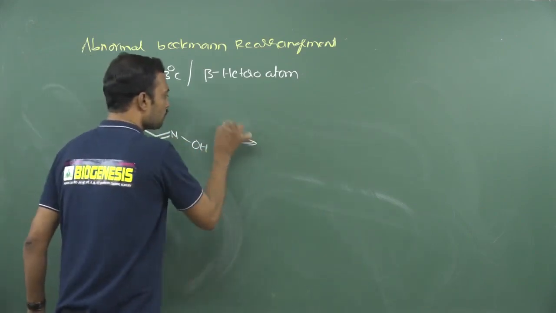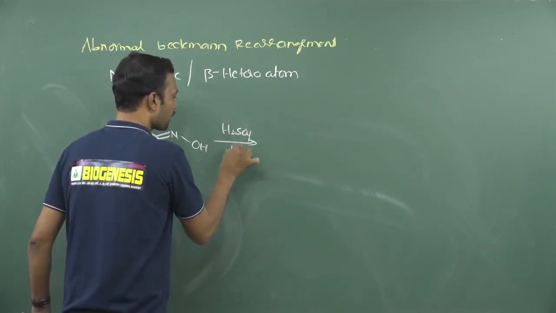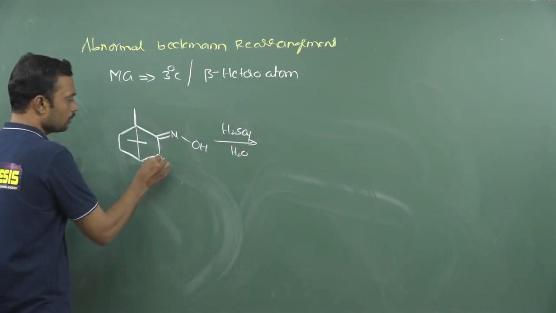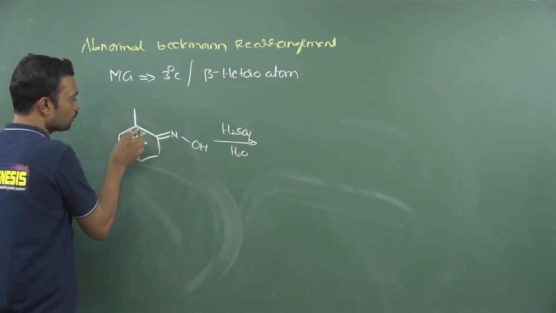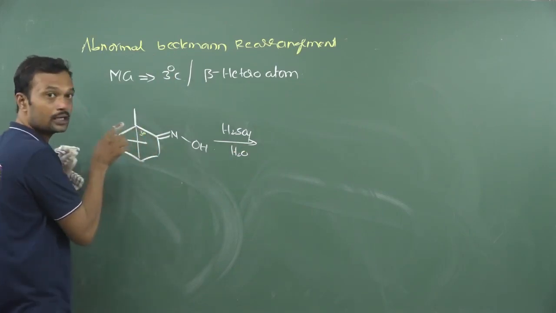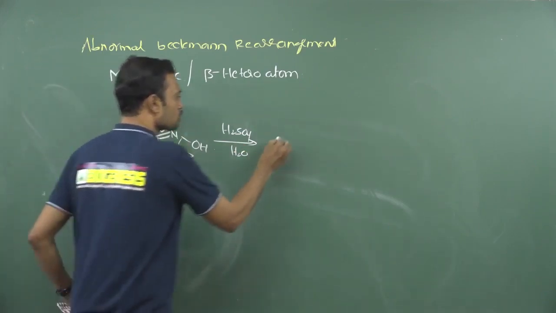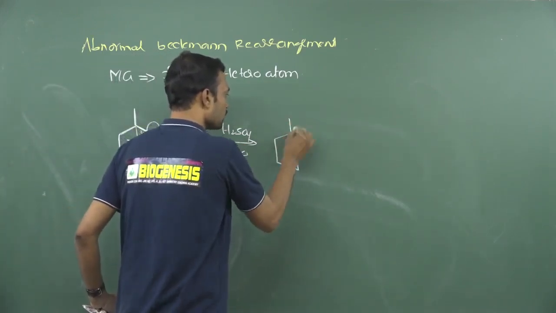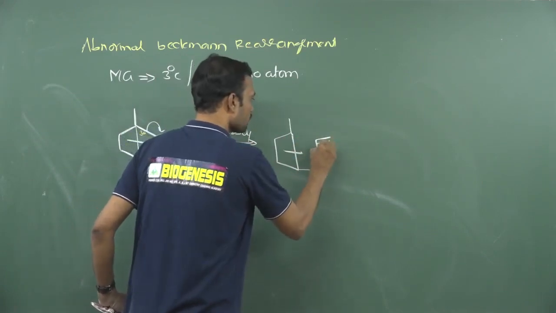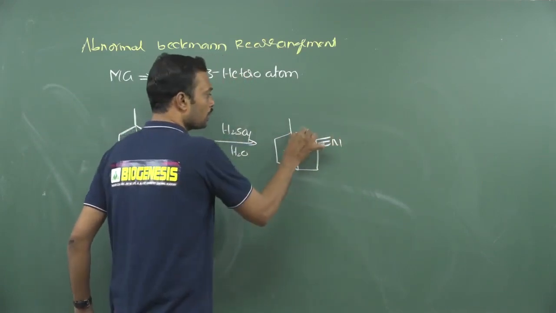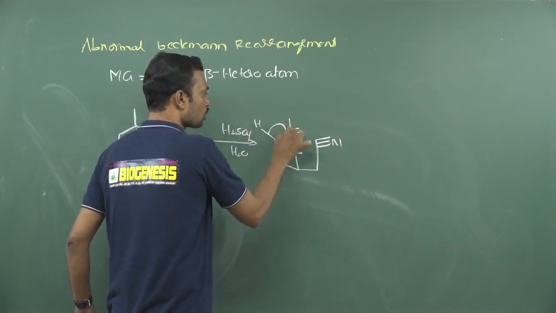Now what happens if I treat with H2SO4 in presence of water? See this carbon, there is a presence of tertiary; without this bond it is tertiary. If tertiary is present, see this is the product here, it will be eliminated outside. Once it is eliminated, now here you will expect a carbon-nitrogen triple bond and here you will get a positive charge.